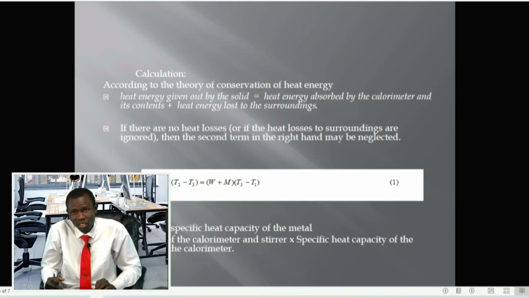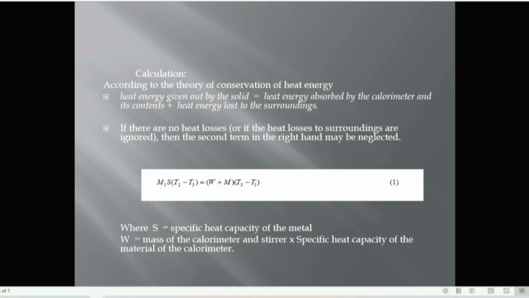Then the calculation to obtain the specific capacity. According to the principle of conservation of heat energy, the heat energy given out by the solid equals the heat energy absorbed by the calorimeter and its content plus the heat energy lost to the surroundings. Since we assume that the calorimeter is not losing any heat to the surroundings, the second term on the right-hand side of that equation is neglected.